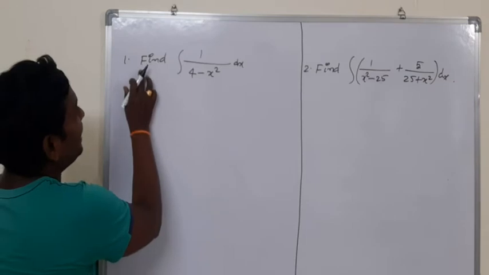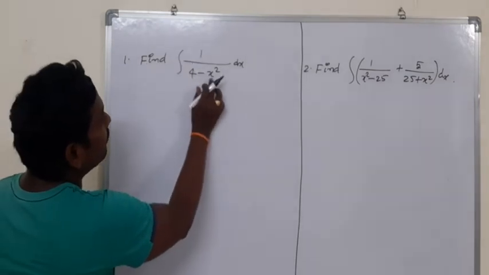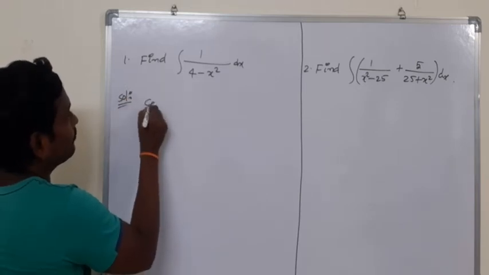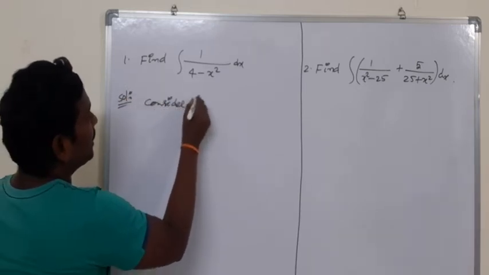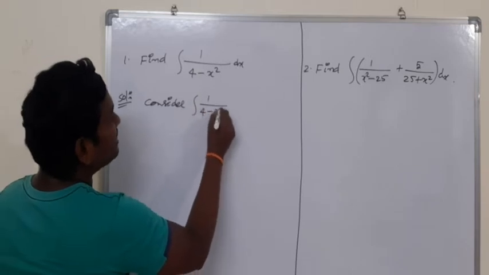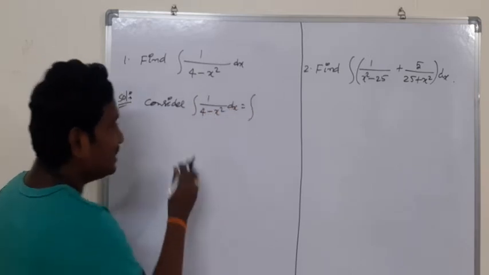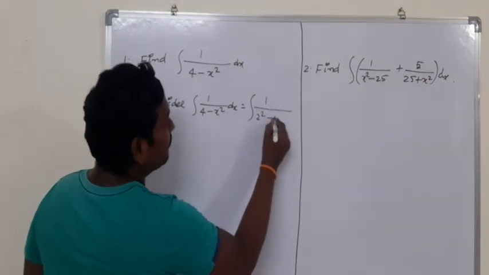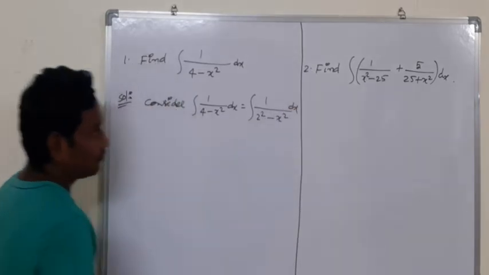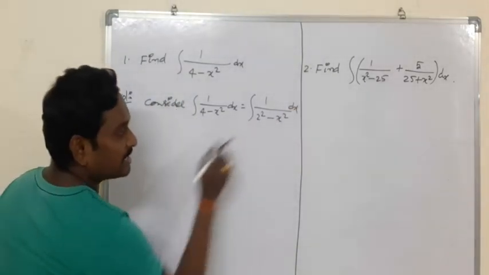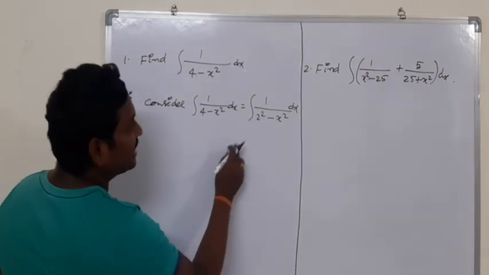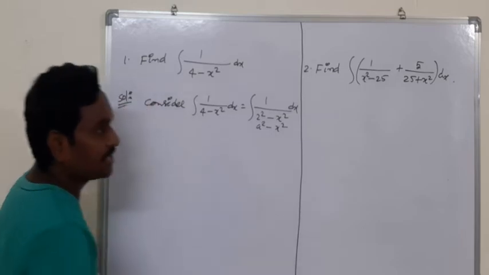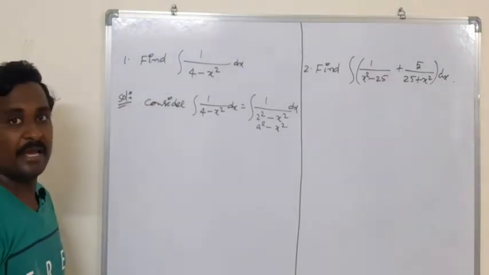This problem: find integration of 1 by 4 minus x square into dx. Solution. Consider the given problem. Integration of 1 by 4 minus x square dx is equal to, 4 can be written as 2 square minus x square dx. Clearly we are observing that this is in the form of integration of 1 by a square minus x square.